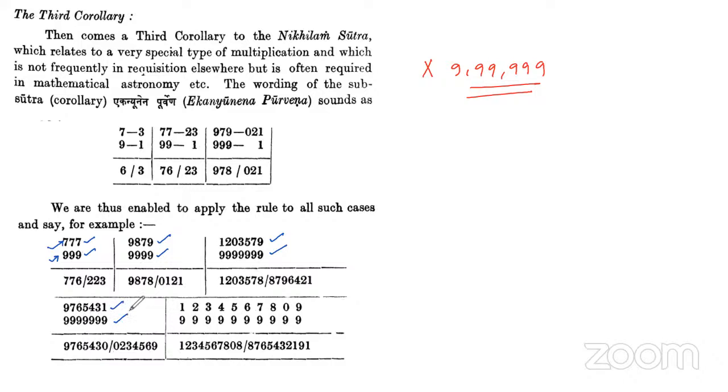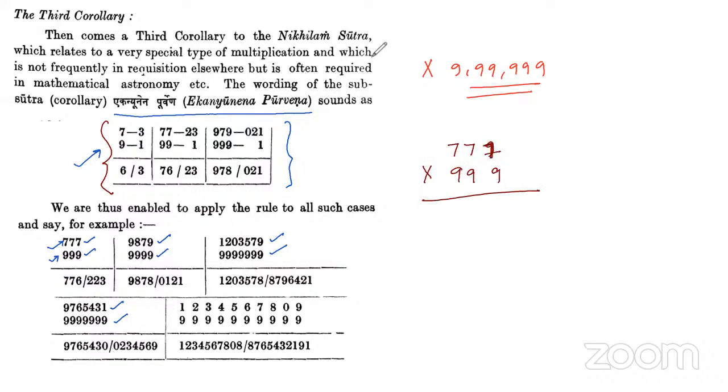In this way, when we have numbers like this, Swamiji explained here by the Nikhilam method, just as a demonstration. But when we have the nines, there is no need to use this method. Instead we can use Eka Nunena Purvena, that is one less than the previous one. So when we have 777 into 999, simply subtract 1 from the multiplicand, not from the nines. That is 776 you are getting.